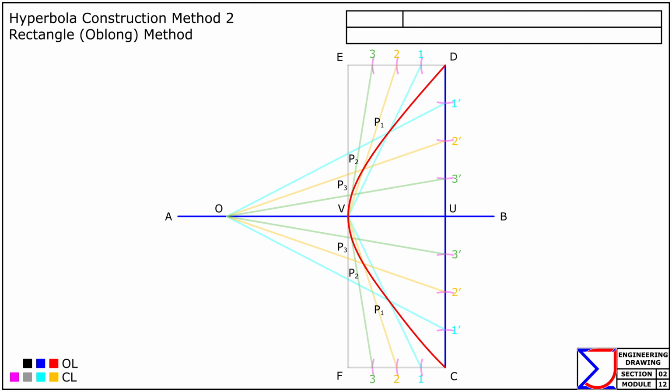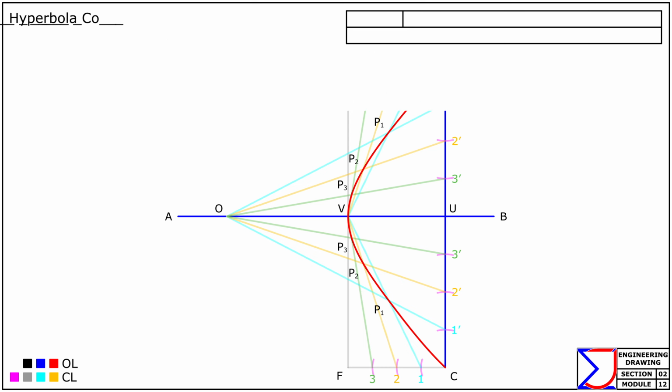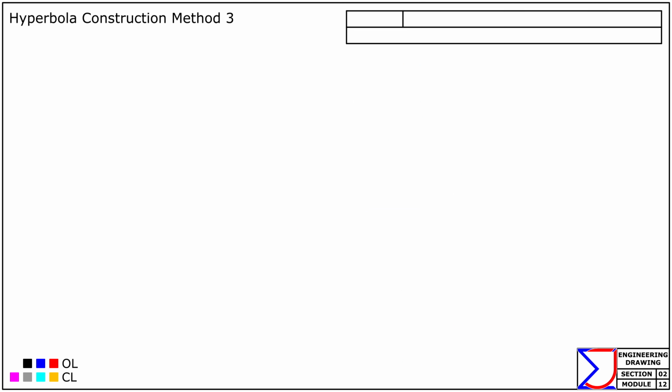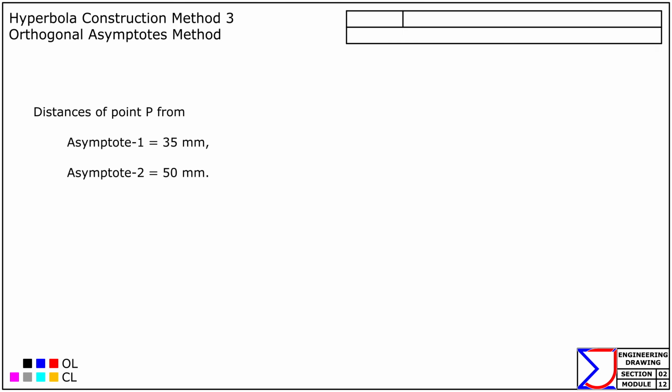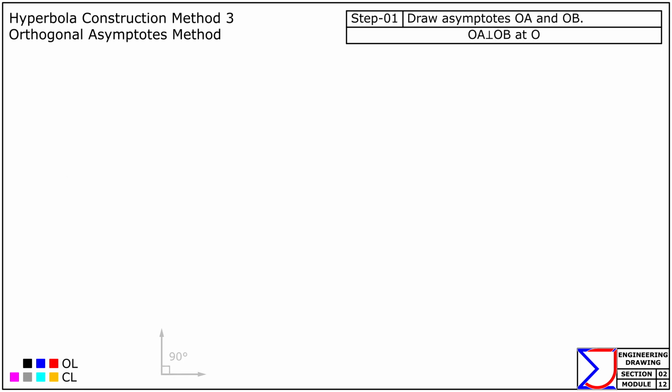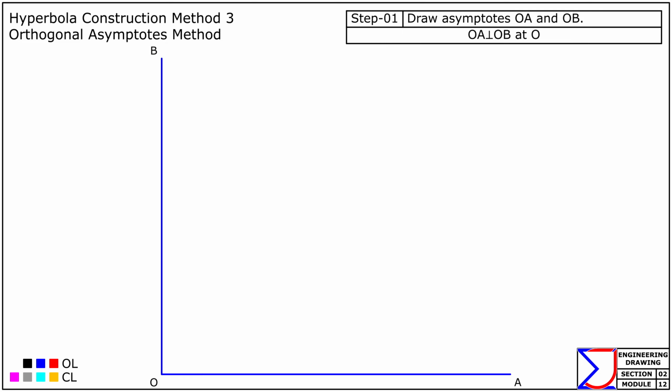Hyperbola construction method 3. Finally, let's move on to the orthogonal asymptotes method to construct the hyperbola, having a point, P, situated at distances of 35 mm and 50 mm from the pair of perpendicular asymptotes. First, draw asymptotes OA and OB at right angles to each other and mark the position of point P.